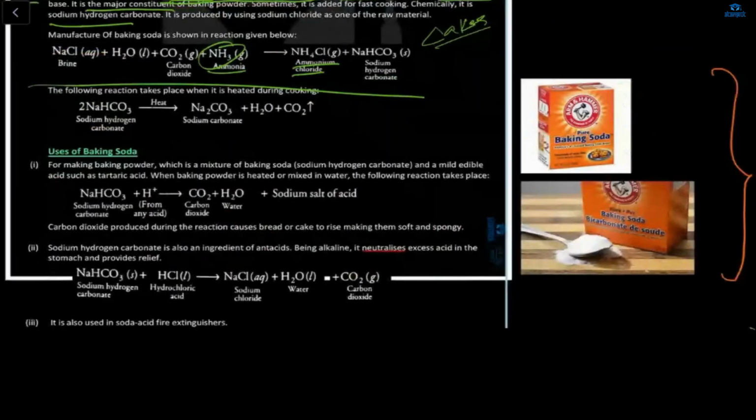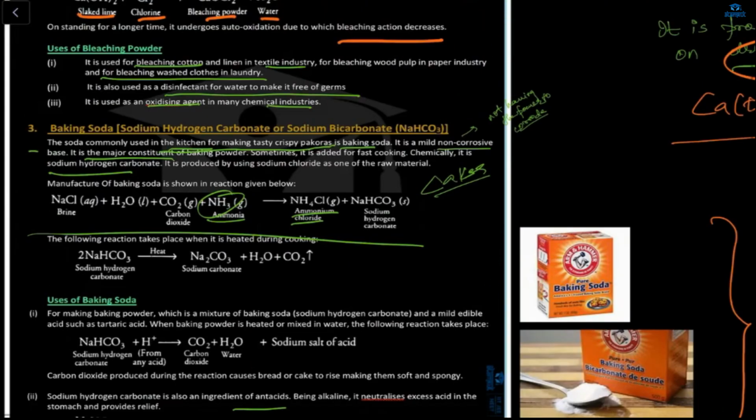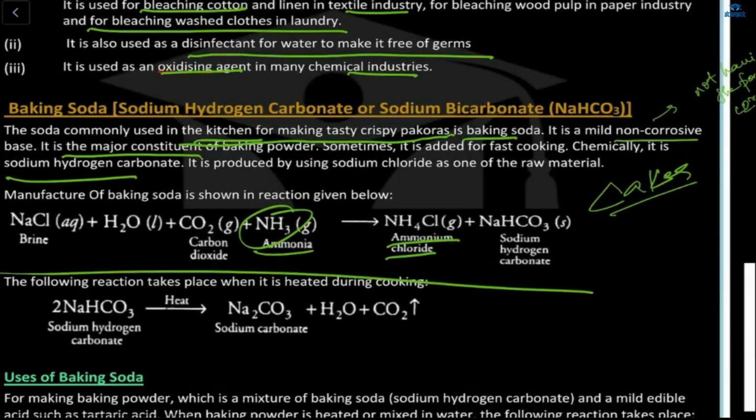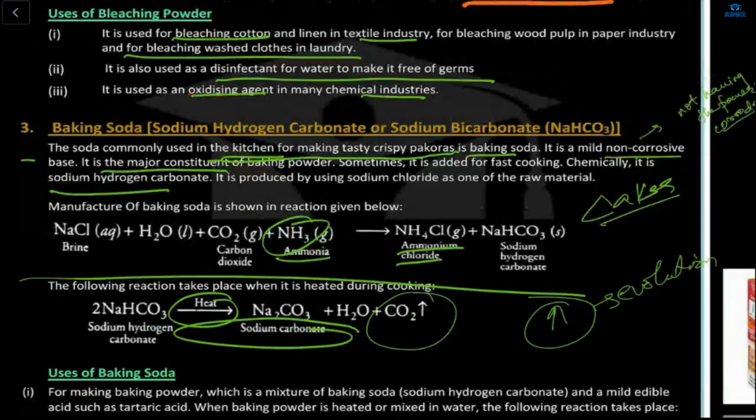Here it's written that sodium hydrogen carbonate is also an ingredient of... sorry, this is the uses. Here it's written: the following reaction takes place on heating. This is the balancing one; 2 is here just for the balance. If we heat 2NaHCO3, we'll get sodium carbonate, H2O, and the evolution of carbon dioxide. This symbol is for evolution. Now till this reaction you are done. Here after heating you are producing sodium carbonate, water and carbon dioxide.